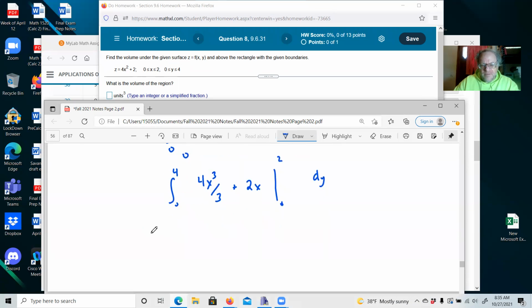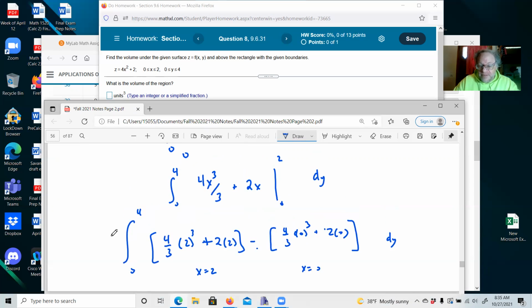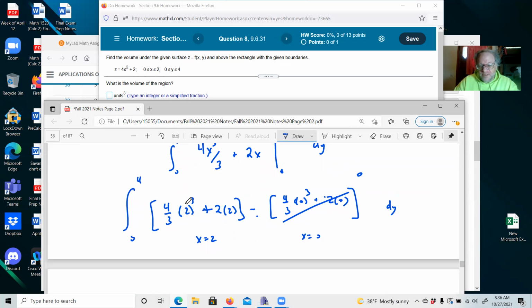So what we're going to have to do here is say this is 4/3 times 2 cubed plus 2 times 2, minus 4/3 times 0 cubed plus 2 times 0. This is the integral from 0 to 4, x evaluated at 2 minus x evaluated at 0, dy. Now that's a mess. Fortunately, this part here is all zeros, so this one is 0. So we just have to deal with this part here.